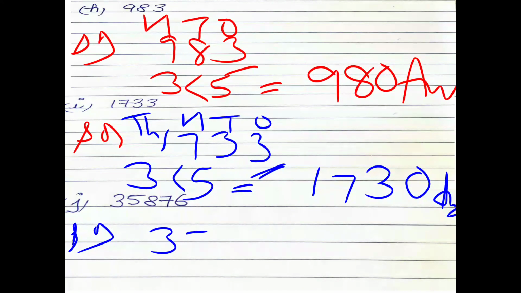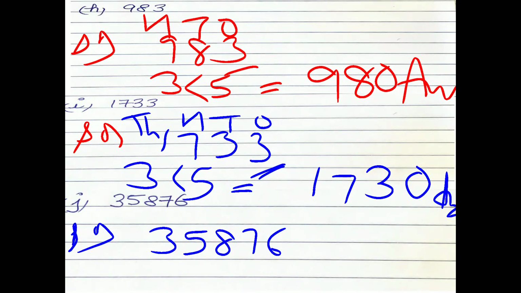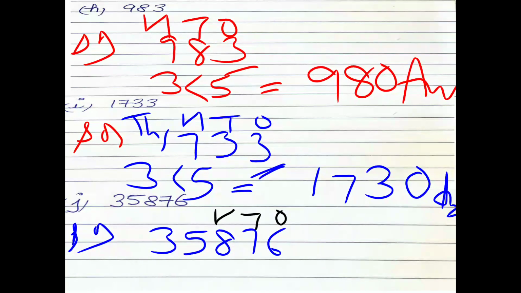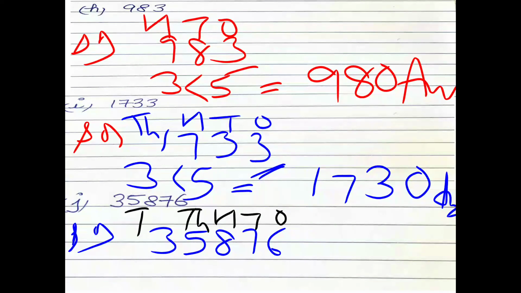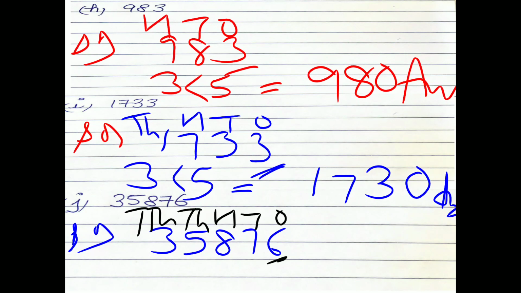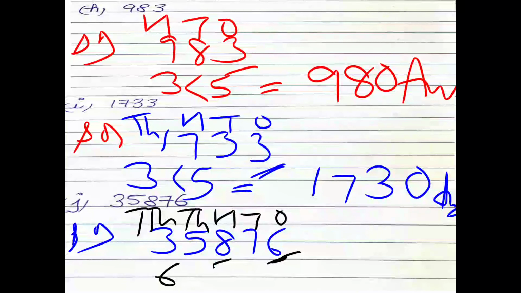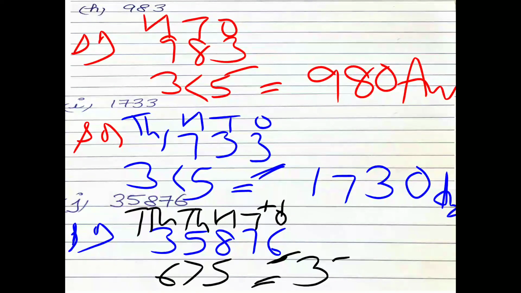Firstly we write 3, 5, 8, 7, 6, and above the number what do we write? Ones, tens. After tens what comes? 100, then comes 1000, and then comes 10,000. Which place do we have to round? Tens place. And which number do we have to see? Ones place. So we compare 6 with 5. My number is greater. So what do we do? I add 1 on the tens place. So my answer will be 3, 5, 8.